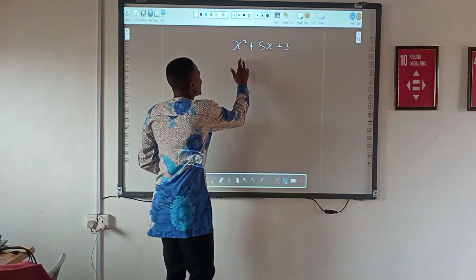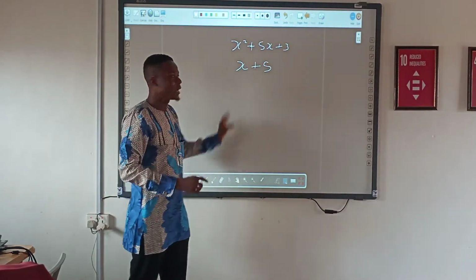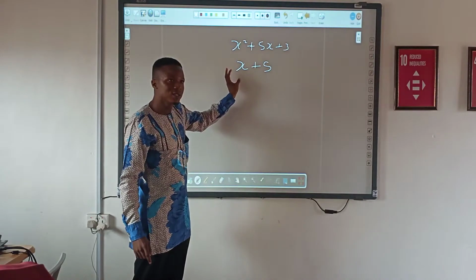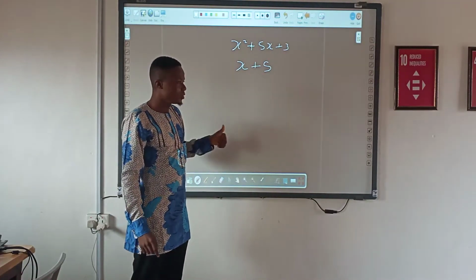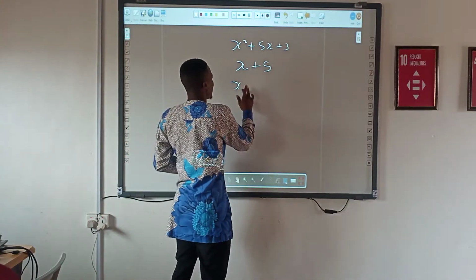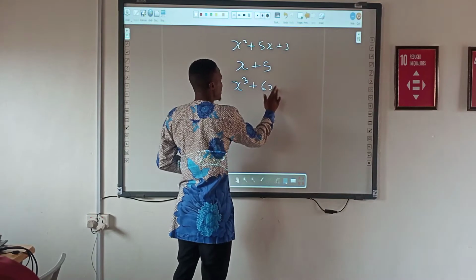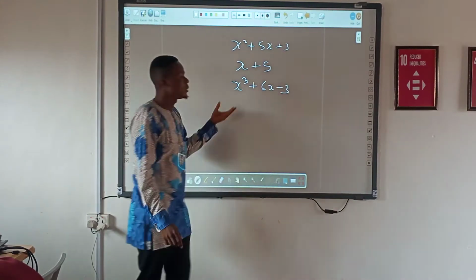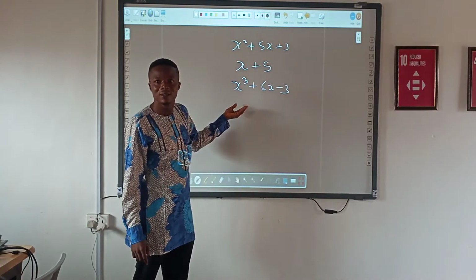Do you know that if you have x plus 5, this is still a polynomial? What kind of algebraic expression is this? Linear. What makes it linear? Because the highest power is 1. Good. If you have something like x cubed plus 6x minus 3, what do we call this one? What kind of algebraic expression?